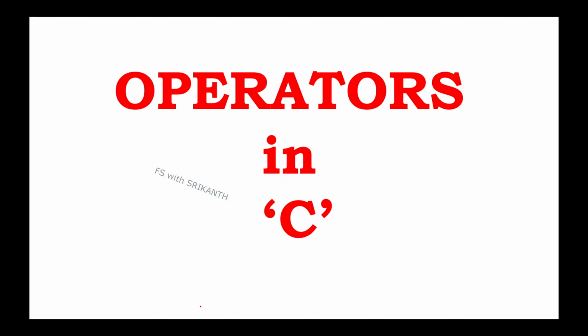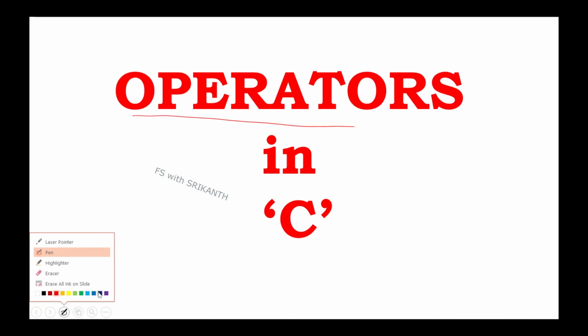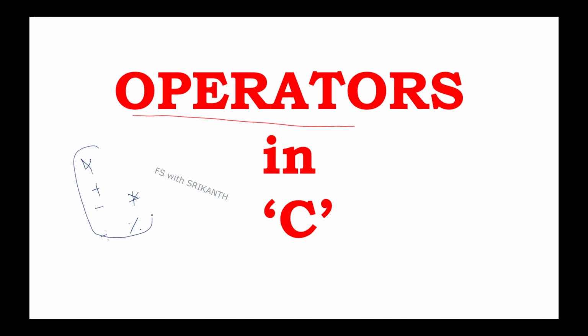Now we are going to discuss operators in C. So what is an operator? An operator is a symbol. Symbol in the sense plus, minus, into, division, modulo division. Plenty of symbols are there. These all are operators. Each and every operator performs a specific task. Plus does only addition, minus does only subtraction. Based on the left side value and right side value it will be performed. Everyone knows that.